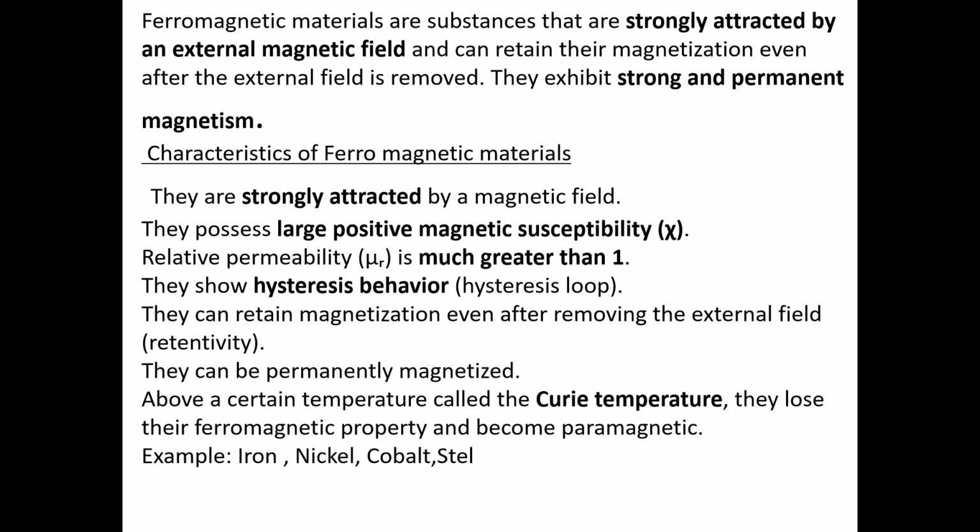Characteristics of ferromagnetic materials: they are strongly attracted by a magnetic field. They possess large positive magnetic susceptibility. Relative permeability is much greater than 1. They show hysteresis behavior. They can retain magnetization even after removing the external field. They remain permanently magnetized below a certain temperature called the Curie temperature. Above it, they lose their ferromagnetic property and become paramagnetic. Examples: iron, nickel, cobalt, and steel.